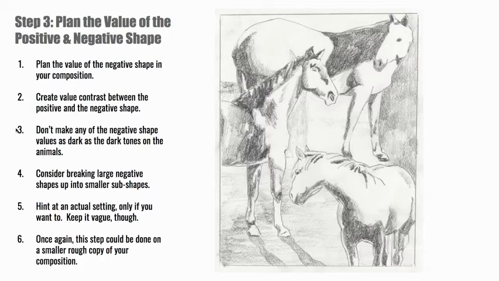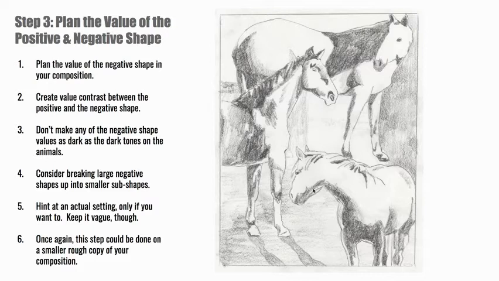And point 3 here says to do that. It says don't make any of the negative shape values as dark as the dark tones or values on the animals. So I would suggest you do the same. Keep the dark parts of the animals the darkest values. It's not that my horses don't have any light values on them. They do, but the darkest values on the horses are the darkest values, period. There really are no values in the negative shape that are as dark as the ones on the horses.